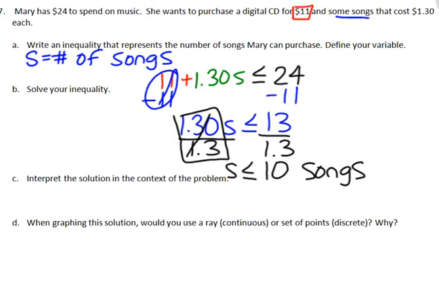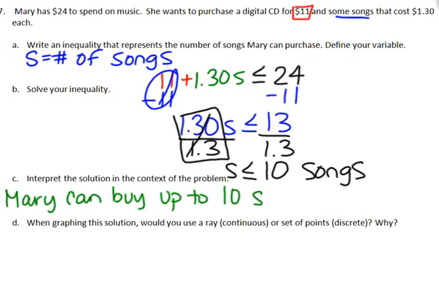Okay, interpret the solution in the context of the problem. We can say something like, Mary can buy up to 10 songs. So she doesn't have to buy all 10. Anywhere between 0 and 10 would work with her CD.